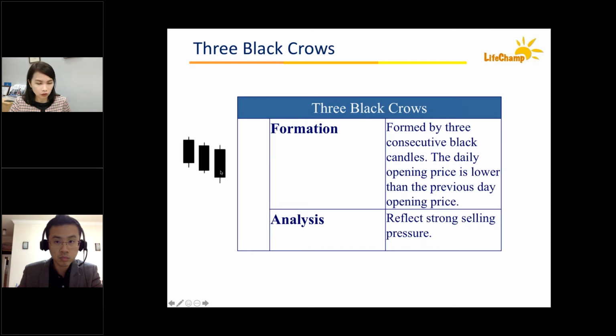Okay, 3 black crows. Now 3 black crows is the opposite of the 3 white soldiers, and when you see these 3 black crows, it's the same thing. If you see very large black crows, that means oversold already, and if you want to short the market, it's very dangerous. You have to be careful. You have to see that it's already oversold. So maybe the fourth day is profit taking, rebounds. But nevertheless, 3 black crows is bad. Okay, it's bearish.